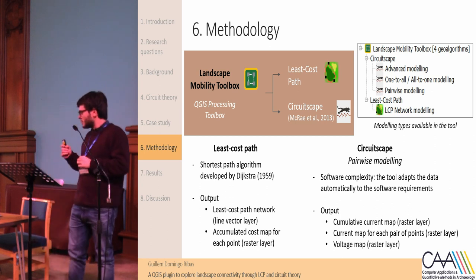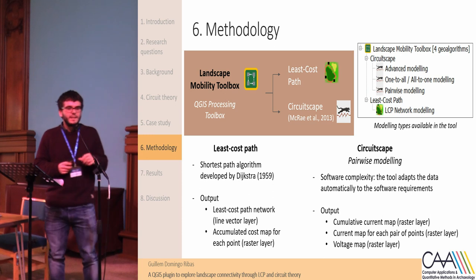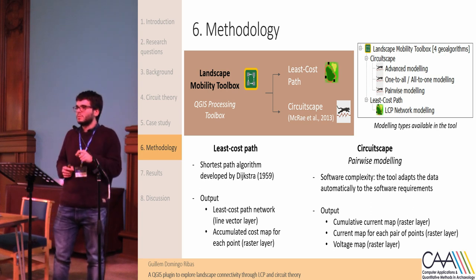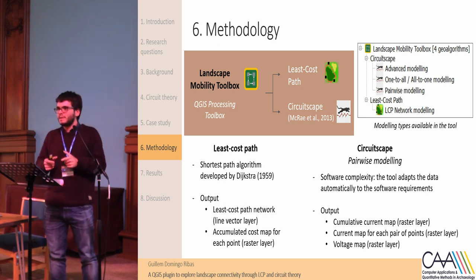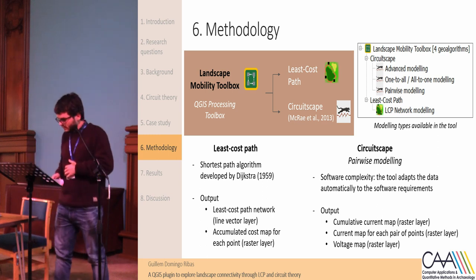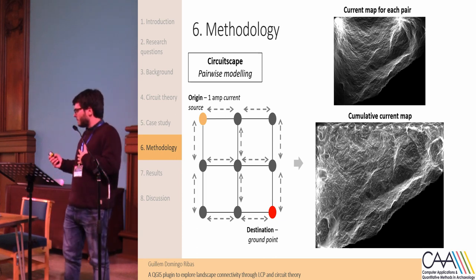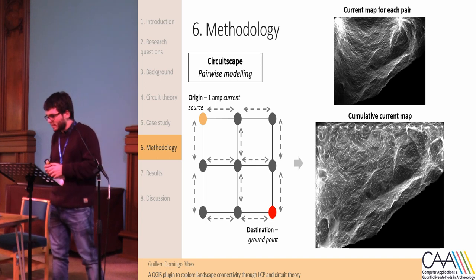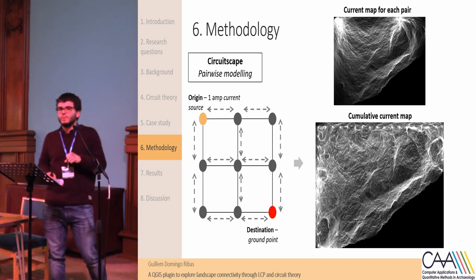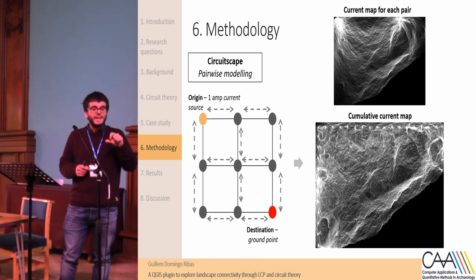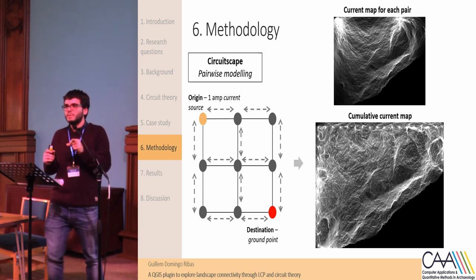After that, it is also important to mention that the tool eases the implementation of these models in archaeology because the formats required by CircuitScape can hinder its use between people who are not completely familiar with GIS. So the tool adapts the data and transfers that data directly to the algorithm. So the modeling type for my study was pairwise because of its similarity to two least cost paths. Pairwise takes into account a set of nodes, a set of points in the landscape, and it takes each pair of points of this set.